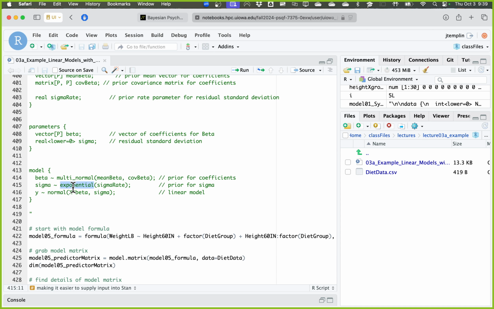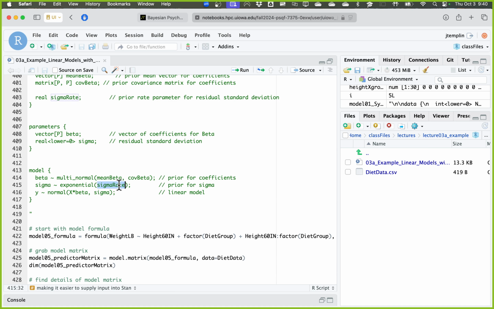Remember the exponential distribution last time? It looked like a very lazy version of an L, right? The more informative the prior is, the more peaked it is at 0. The less informative, the flatter it is across the range, but it goes from 0 to infinity. And what we will say is the hyperparameter, remember the hyperparameter is the parameter of the prior distribution. The hyperparameter for the exponential distribution for sigma, we'll call it sigma rate.